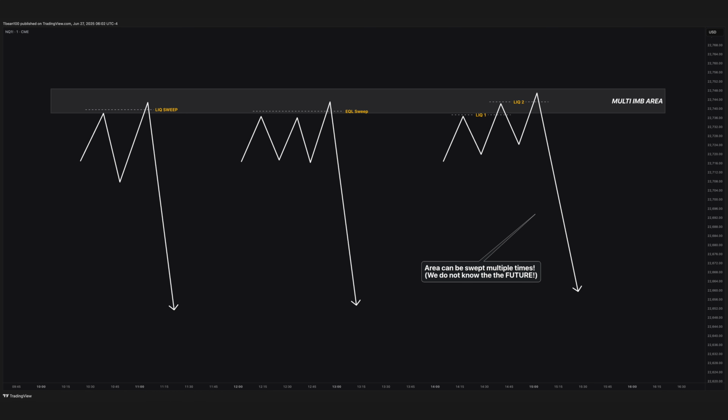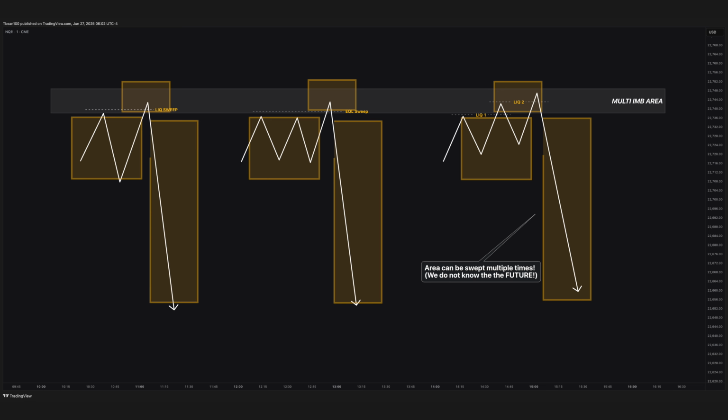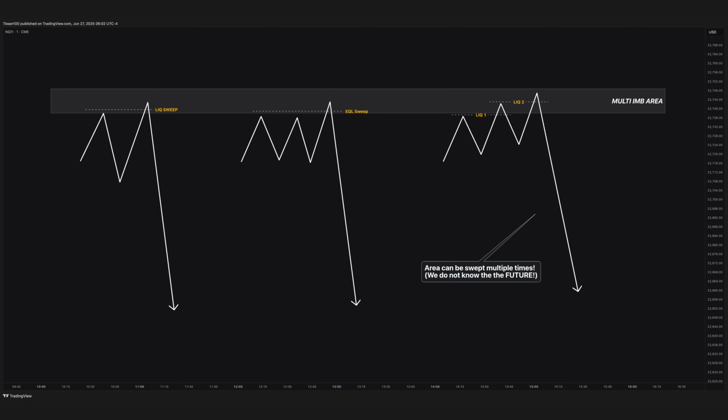However, what is the common thing in all 3 of these setups? All 3 versions are actually PO3. What happens here is simple. First, price accumulates and creates some stop losses. Then price hunts all those stop losses with the manipulation phase. In the end, the expansion happens, the big movement we expect. It is all power of 3, but just in slightly different styles.